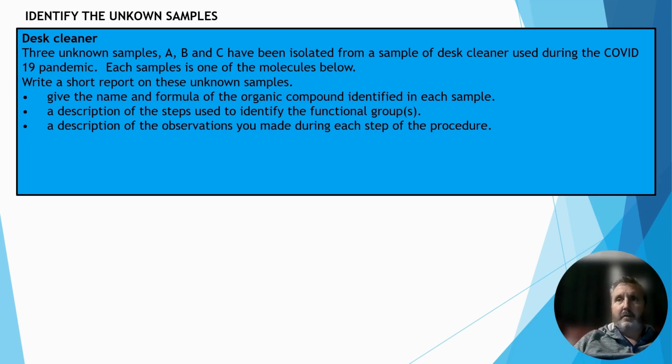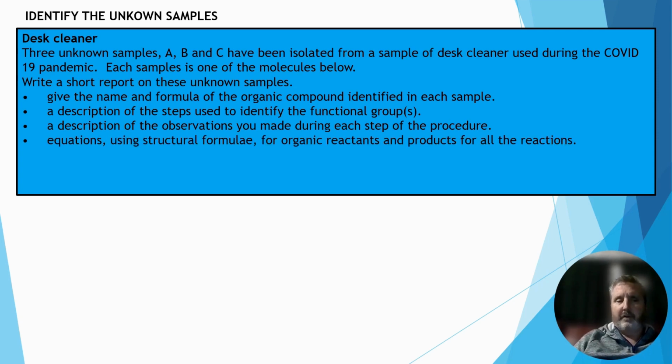We need to describe the observation, so as well as saying what we did, we describe what we observed, specific color changes or other things we might notice. We need to, if there was a chemical reaction, include the structural formula or the drawn out organic formula and the reagent that is used, and we're also going to draw the structural formula for the product, so for the reactions and the products for the whole reaction.